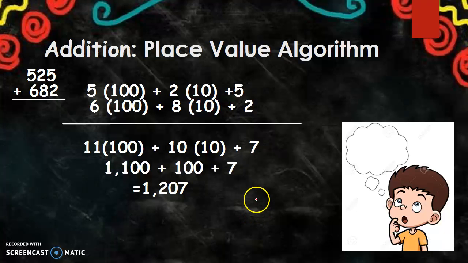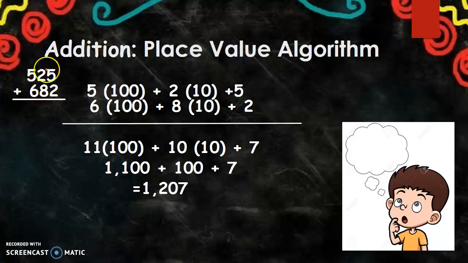So we're going to start with our addition method. I chose to do the place value algorithm. And our problem is 525 plus 682. It's over here. With our place value algorithm, what we do is we look at how many numbers are in each place. So how many numbers are in the hundreds place, tens place, and the units.